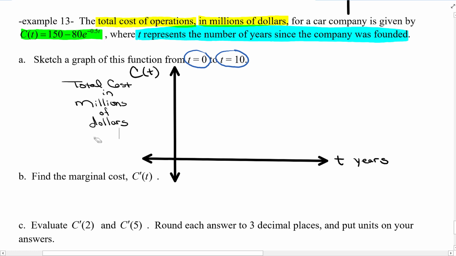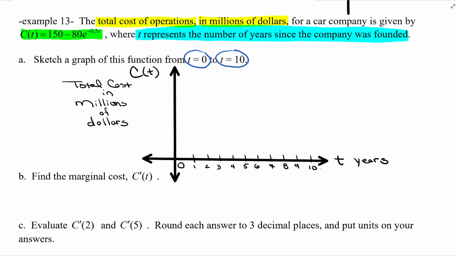Next, we're going to draw some tick marks here for the axes. Let's start off labeling 0, the origin, and then I'm going to go ahead and label these tick marks here for the horizontal axis. I'm going to go by a scale of 1. So it's going to go from 0 all the way up to 10. Because remember, it did say sketch a graph for this function from t equal to 0 to t equal to 10. Now for the vertical axis, I'm going to go ahead and draw some tick marks on that as well.